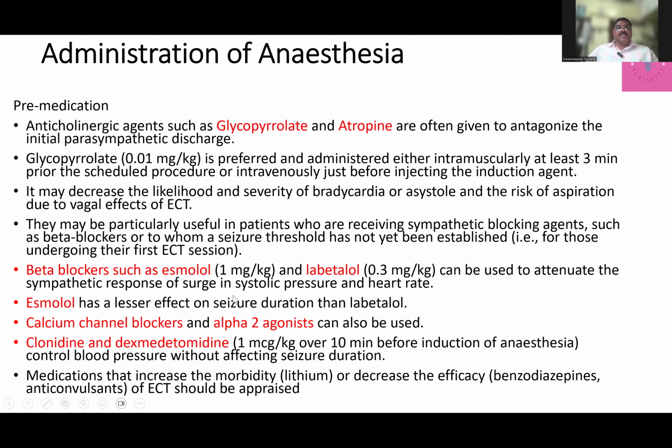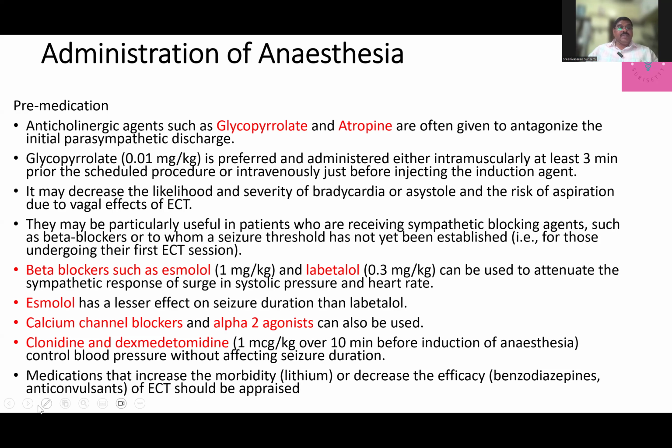The sympathetic response to the stimulus raises systolic pressure and heart rate. Esmolol has a lesser effect on the seizure duration than labetalol, so esmolol is preferred over labetalol. Calcium channel blockers and alpha-2 agonists can also be used. Clonidine and dexmedetomidine, given over 10 minutes before injection of the anesthetic, control the blood pressure without affecting the seizure duration.